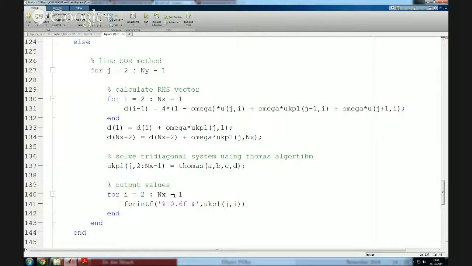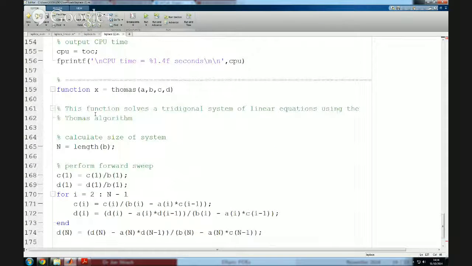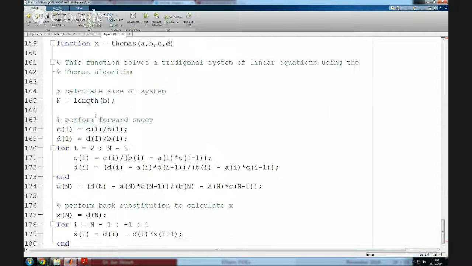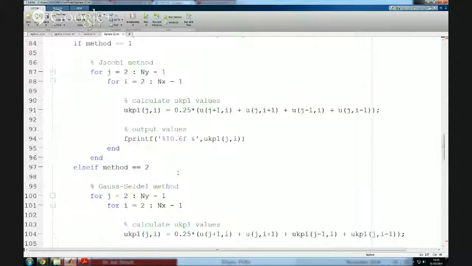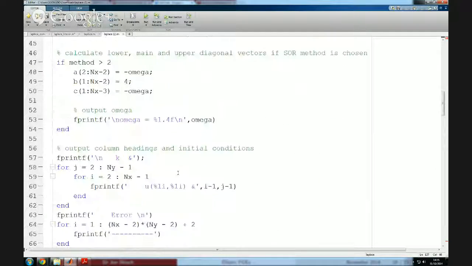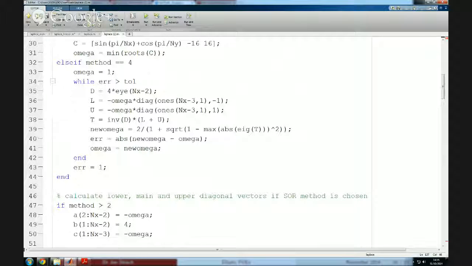Now the Thomas algorithm I've written down here. Nobody ever writes this from scratch. You always copy it from somewhere. This is essentially off Wikipedia. It works brilliantly. So that's the Thomas algorithm down there. And what I've got up here, which I could show you now, is a method which calculates the optimum value of omega. So here I've calculated the D, L, and U matrices.